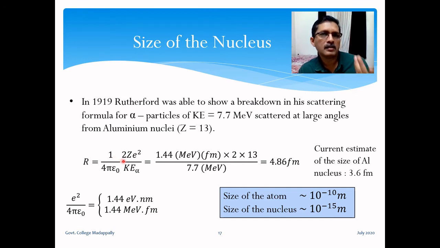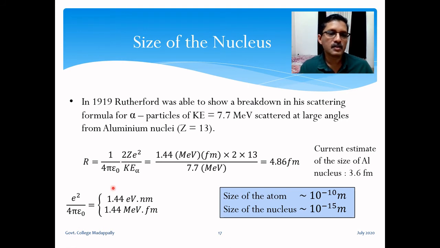Now if you convert this into electron volt meter, remember we have done this type of calculation in the case of hc, h Planck's constant, c speed of light in vacuum. hc is also in joule meter unit. We have converted it into electron volt nanometer, 1240 electron volt nanometer. We can also rearrange that in terms of MeV Fermi, right?